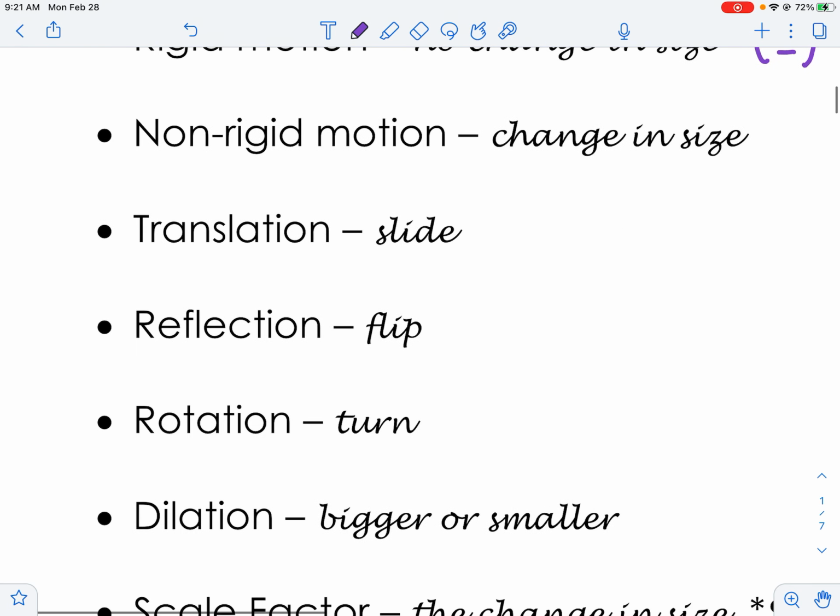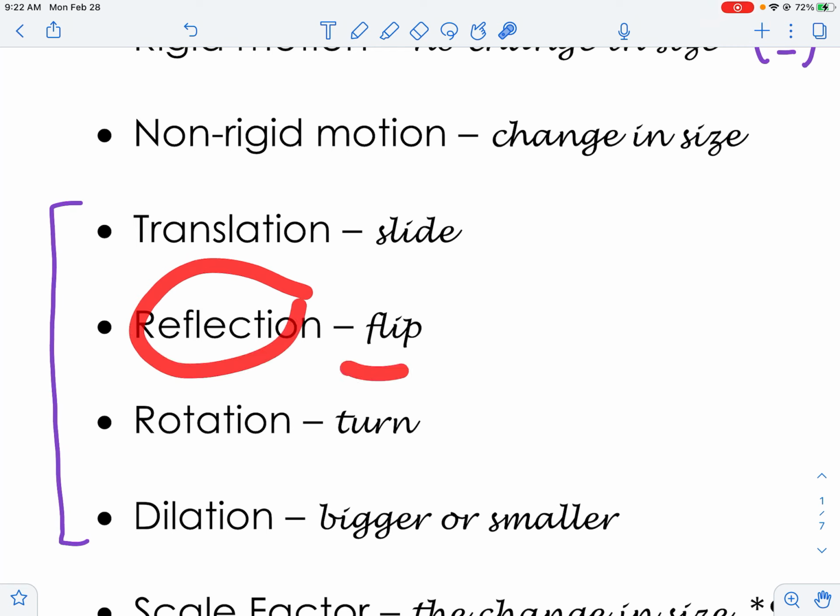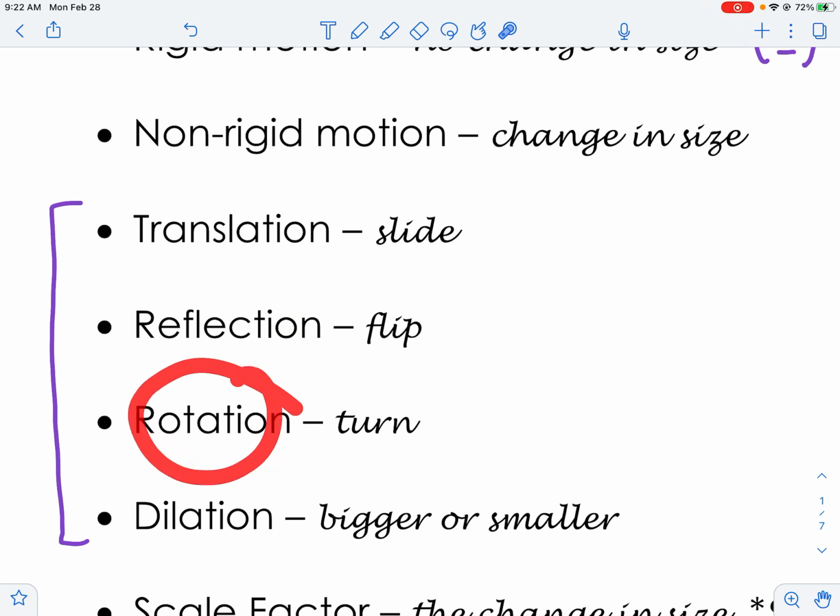Now, down here, these are our four main transformations. A slide is called a translation, whenever my triangle slides. A reflection is whenever it flips, and I'm saying triangles, but it could be something else. A rotation is whenever it turns, and a dilation is whenever it gets bigger or smaller.